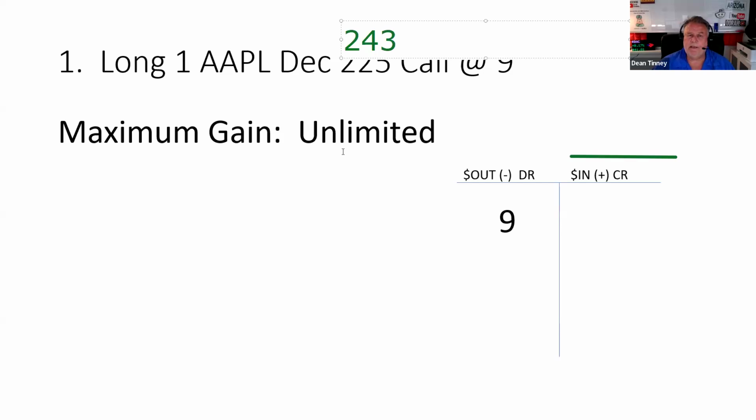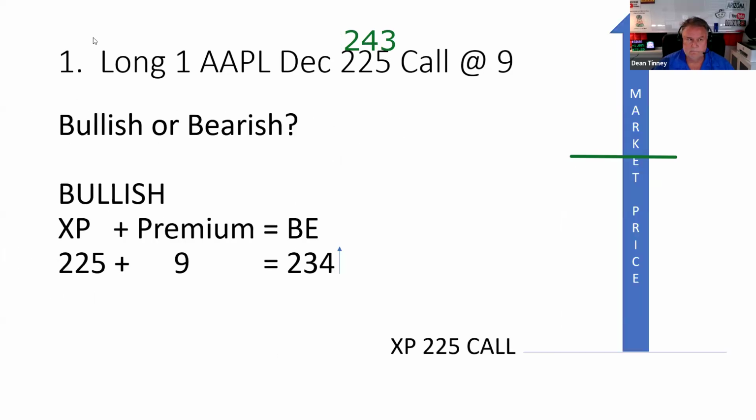So are we going to be a happy camper or an unhappy camper if at expiration we own an Apple 225 call and at expiration Apple's 243? We're going to be happy, right? I mean, because we were right about all three things. We were right about direction. We said Apple was going up. We said Apple was going at least up 9 points to cover our out-of-pocket cost. And at 243, life is good.